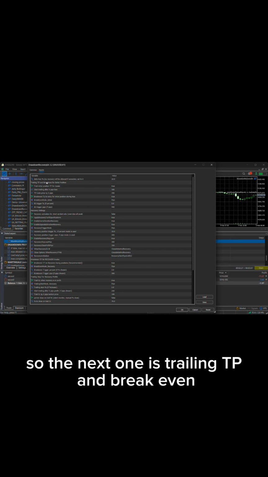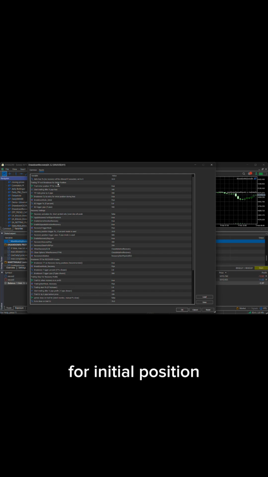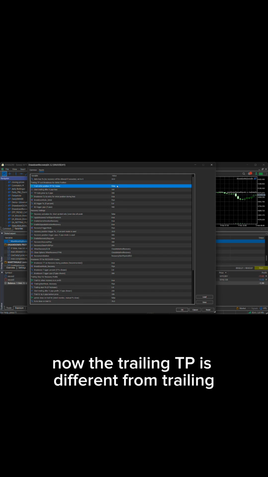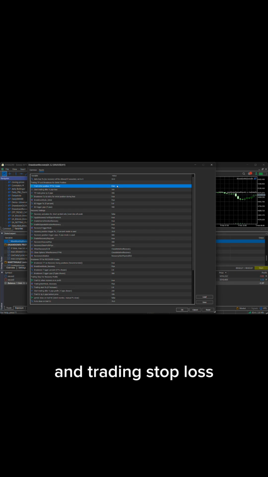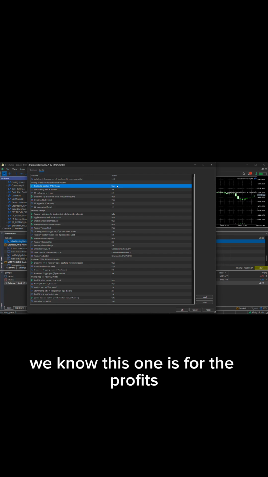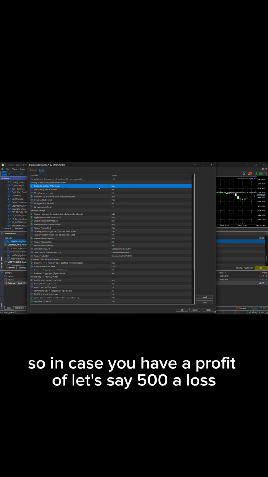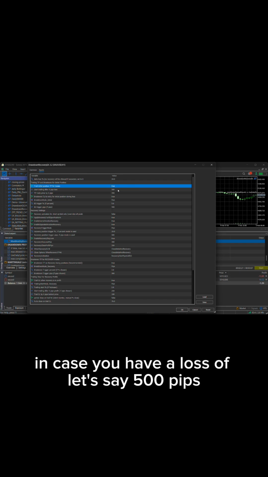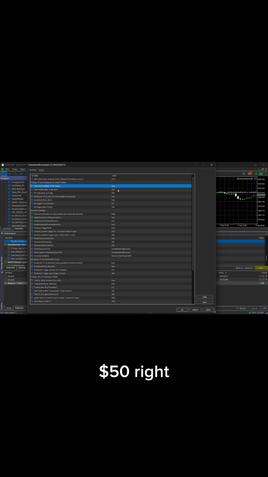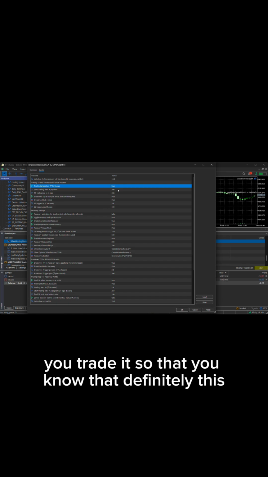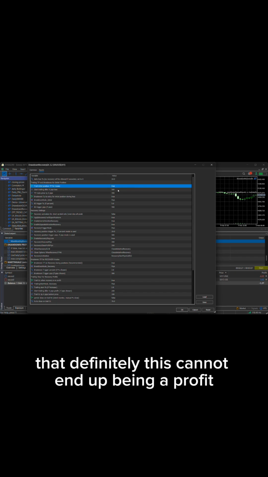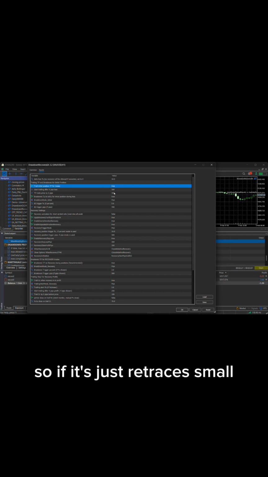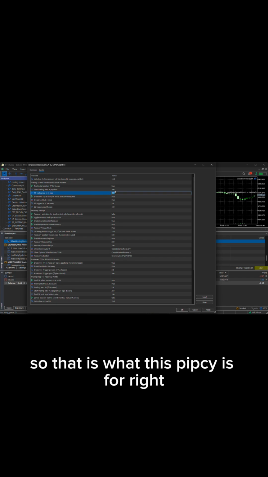The next one is trailing TP and break even for initial position. Now the trailing TP is different from trailing stop loss. The normal trailing stop, we know this one is for the profit. In case you have a profit of, let's say, 500. The trailing stop loss is for the losses. In case you have a loss of, let's say, 500 pips, $50, right? You trail it so that you know that definitely this cannot end up being a profit. You can trail it by, let's say, 350. So if it just retraces small, it closes the loss at 150. So that is what this pips is for, right?